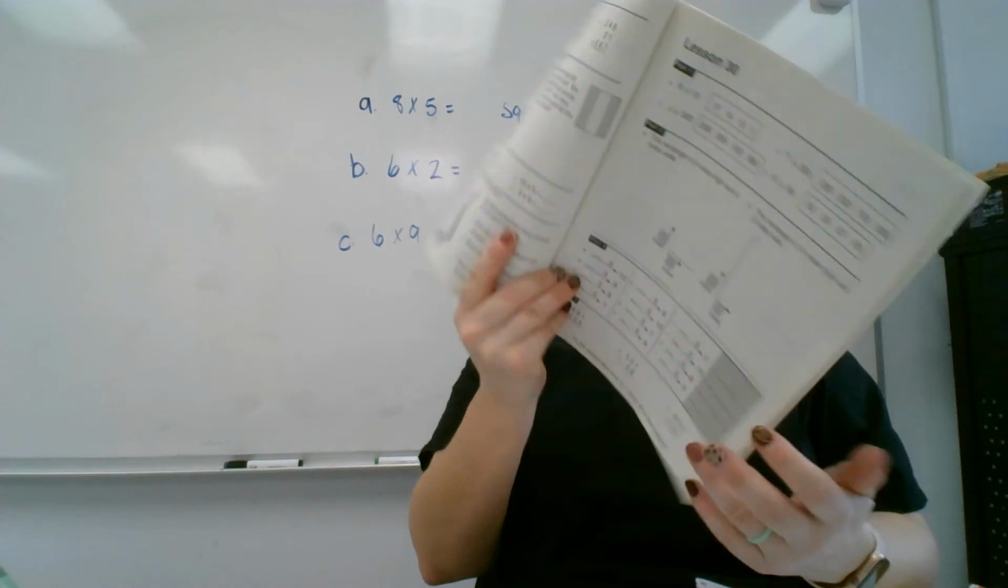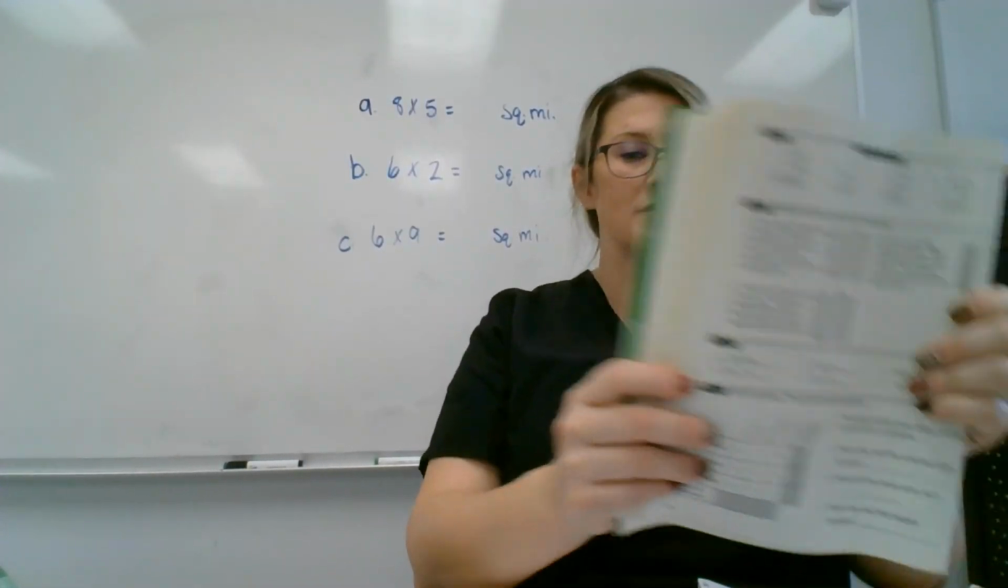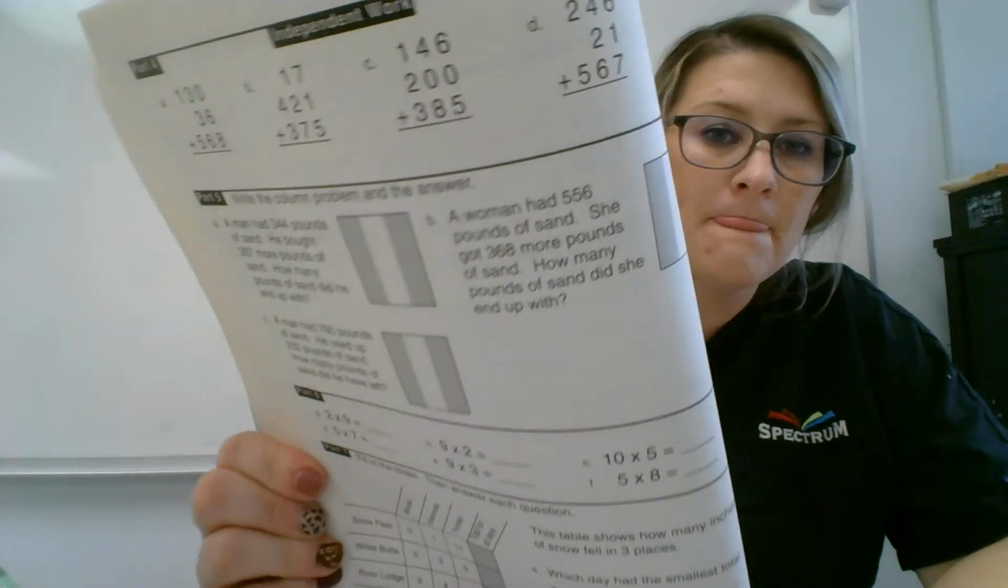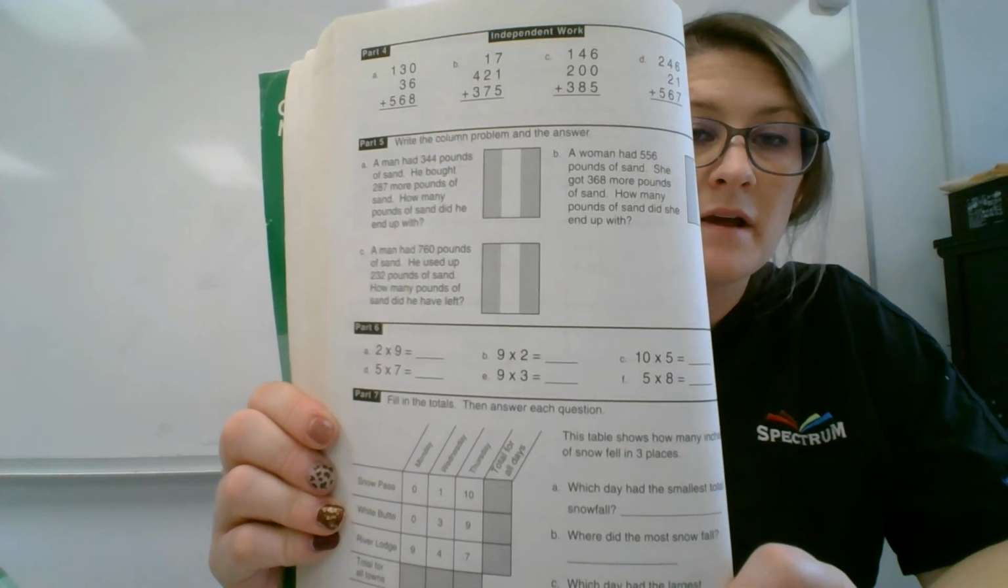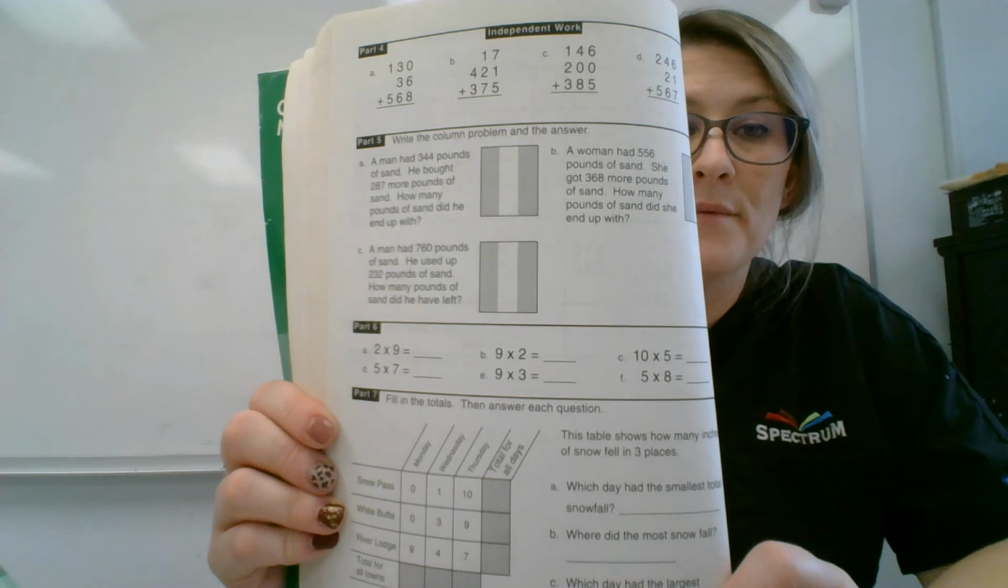When you are finished, you're on the second page of the workbook. This is independent work. Go ahead and complete all of the independent work and submit when you are finished.